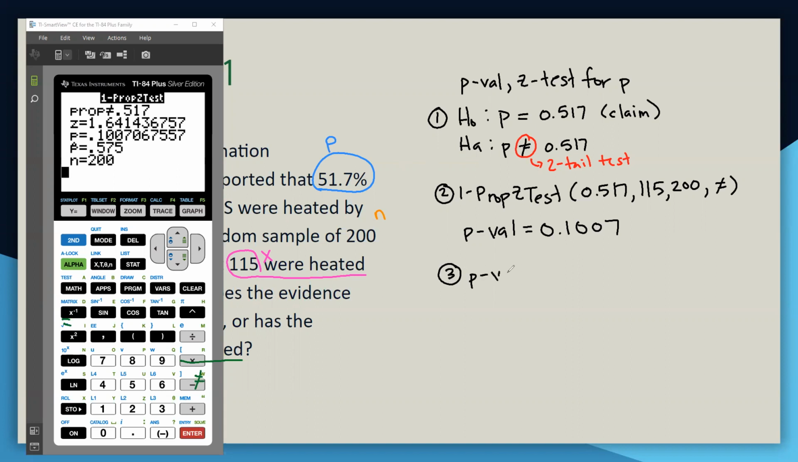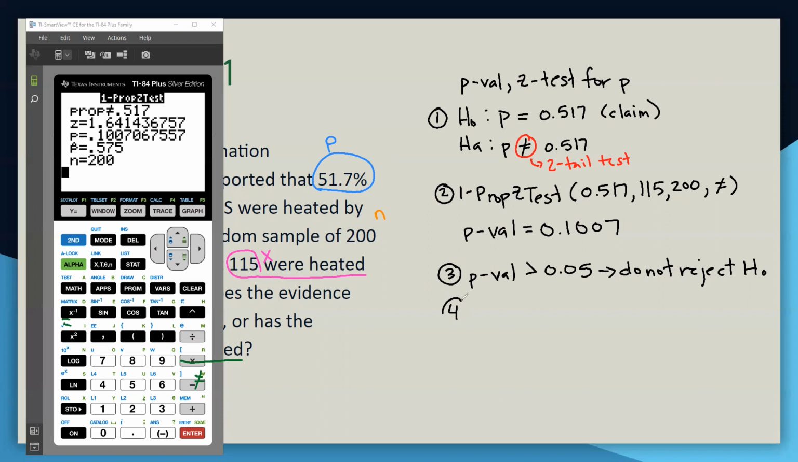So we want to compare our p-value to alpha. In this case, 0.1 is bigger than that alpha of 0.05. And we know when our p-value is bigger, we do not reject. So getting 117 people using natural gas out of 200 is not different enough from 51.7% to say that we can reject that statement.